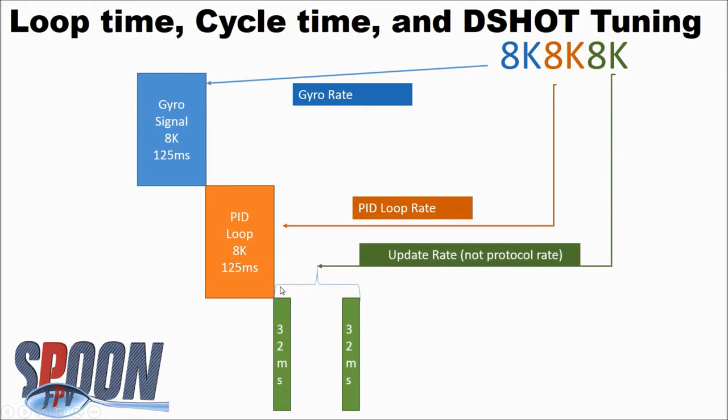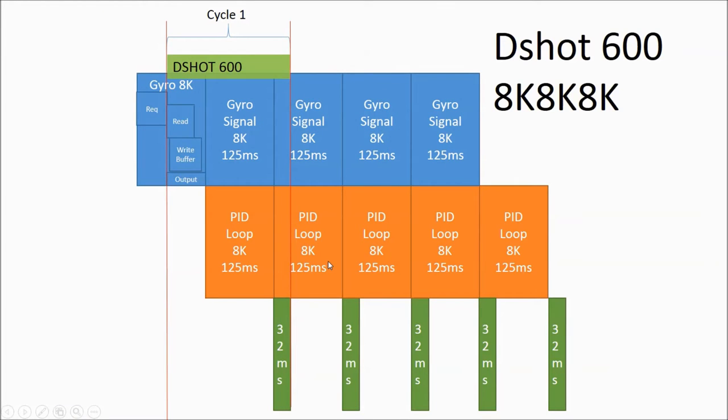And then the final 8K, which is the update rate of the ESCs. If you're running synced, it's always going to be the same as the PID loop. If you're running unsynced, you can actually go faster or slower than the PID loop. Although, after you see what I'm about to show you, I don't think anybody should be running unsynced. So this is an example of DSHOT 600 running 8K, 8K, 8K.